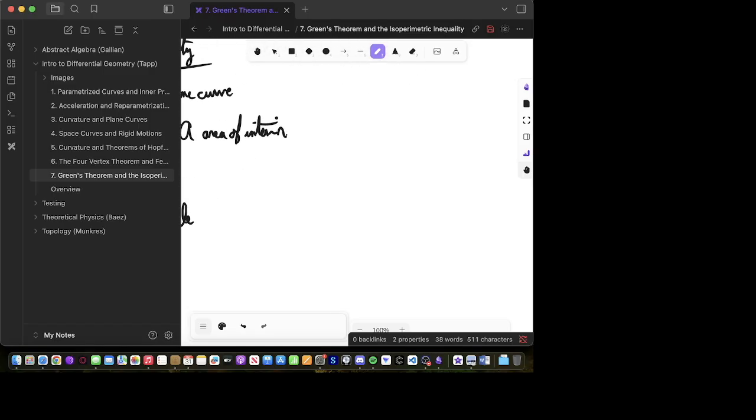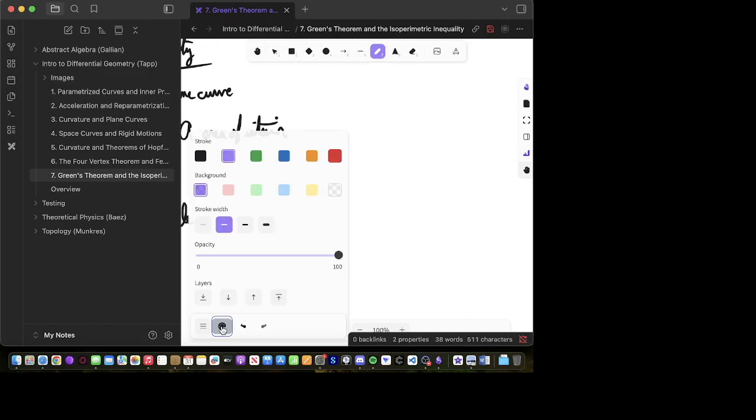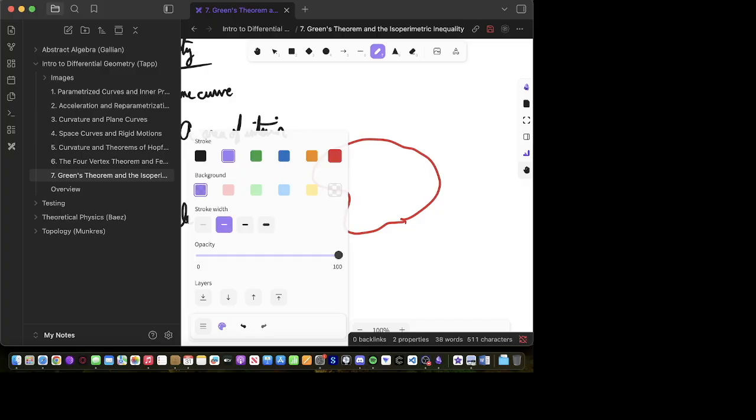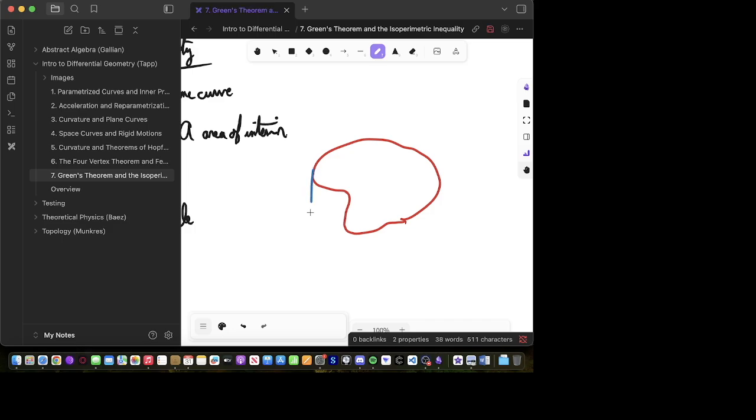So the first part of our proof is a little geometric. So let's say we have a curve like so. We're going to take vertical lines and move them in such a way so that both of them are tangent to the curve.